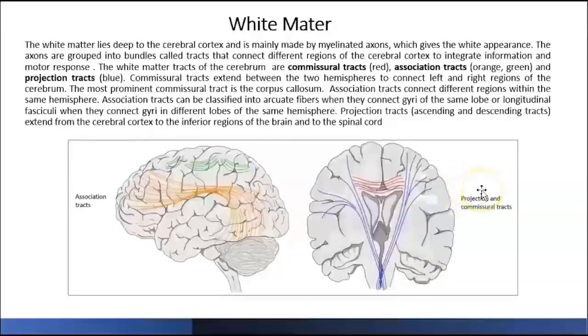But projection tracts are not the only tracts that you have. You also have other tracts, which are the axons that communicate one hemisphere to the other hemisphere. Those are going to be called commissural tracts, and that's what you see right here. You also have other tracts that are going to communicate different areas within the same hemisphere. So for example, this part with this part, and those are going to be called association tracts.